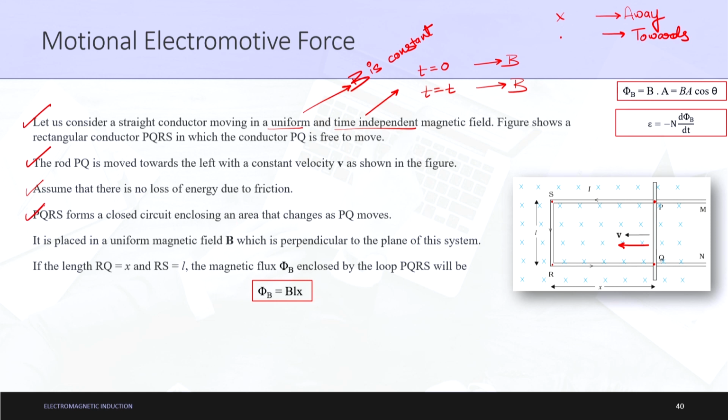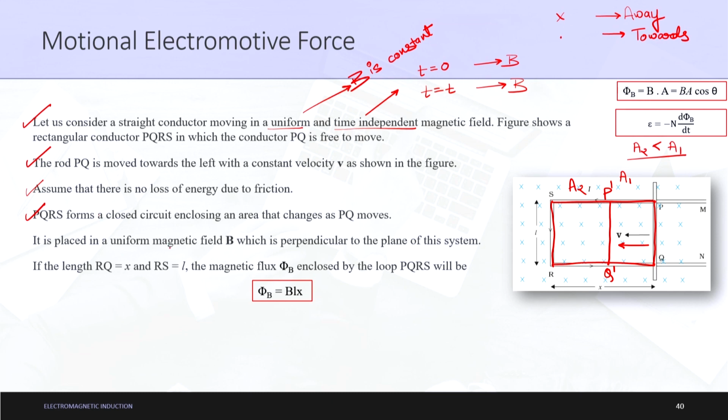So, it is quite evident that if the conductor is at the position already shown in the figure, the area is A1, and if it goes inside, let us say here, and the new position is denoted as P dash and Q dash, and the area denoted by it is A2, then it is quite clear that A2 is less than A1.